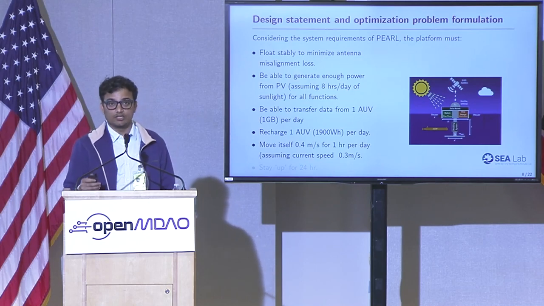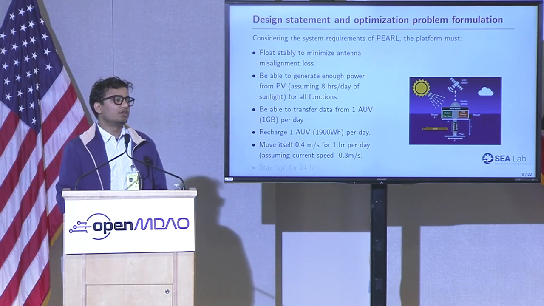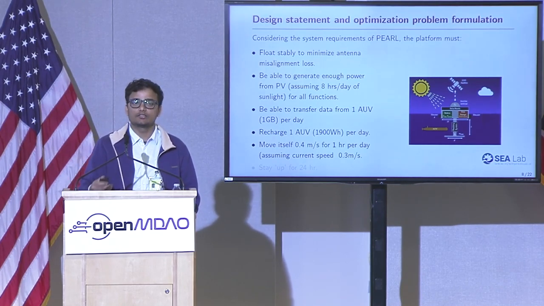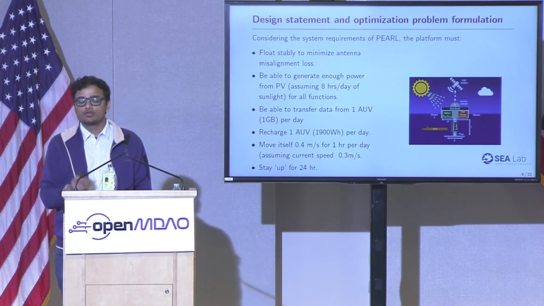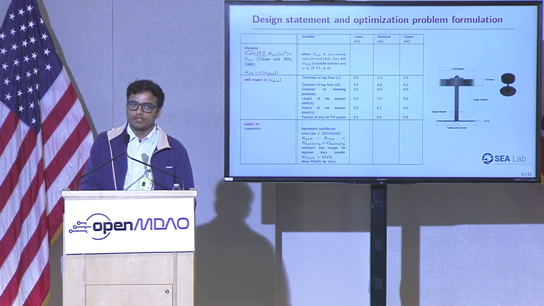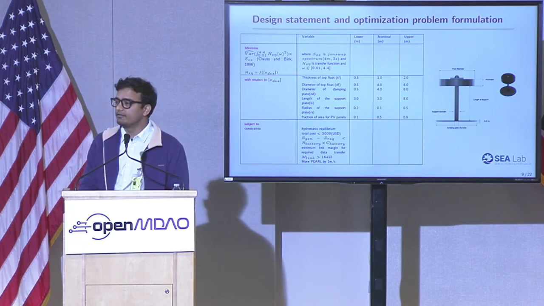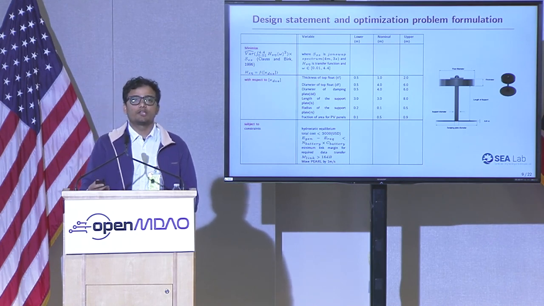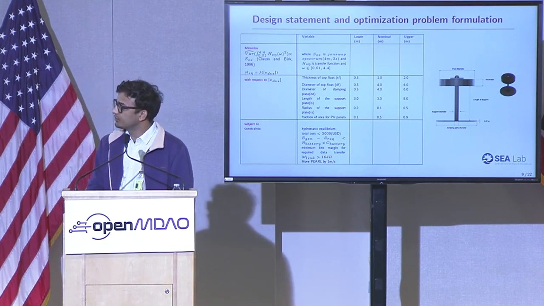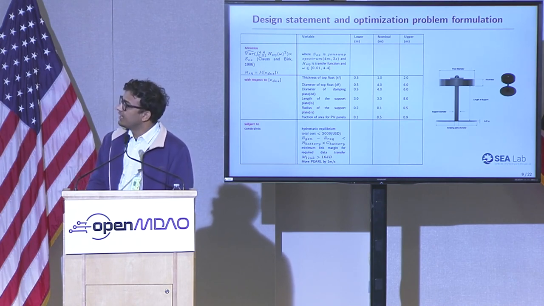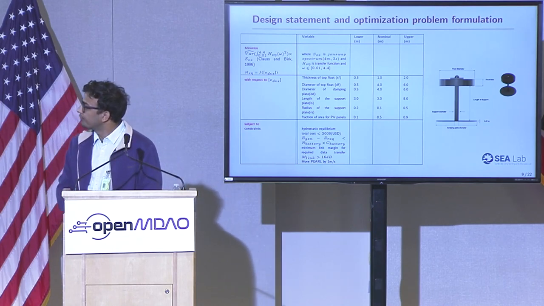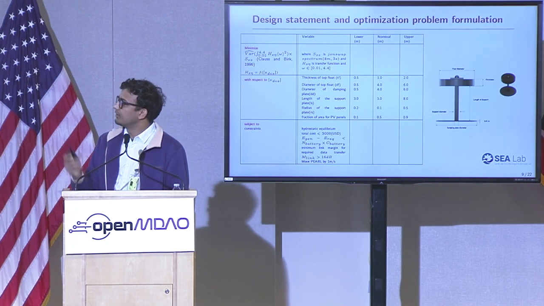Another thing Pearl can do is it's autonomous, so it can move around, but we're assuming only 0.4 meters per second because it should sometimes move against the current. That is assumed as 0.3. And it should stay up for 24 hours, which means it should have some power to do basic functions. So the design statement: we want to minimize the variance of Pearl's motion with respect to some constraints on the hydrostatic equilibrium. Then some cost constraints, where the cost chosen here is arbitrary, how much energy storage we have available, and the minimum link margin to communicate the data through the Iridium satellite. And then we want to move Pearl at 0.4 meters per second.